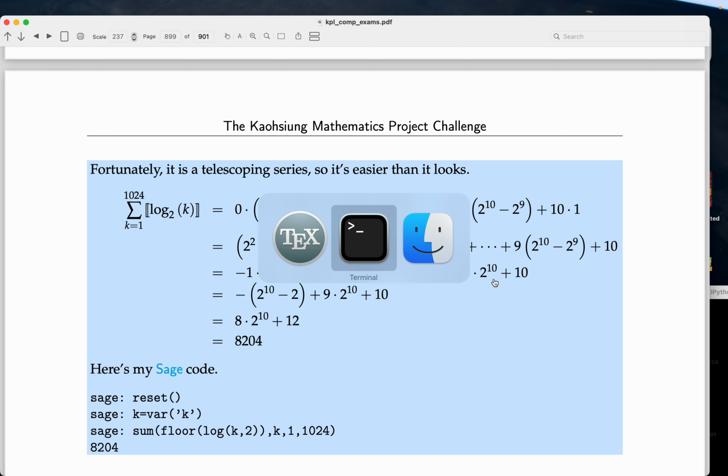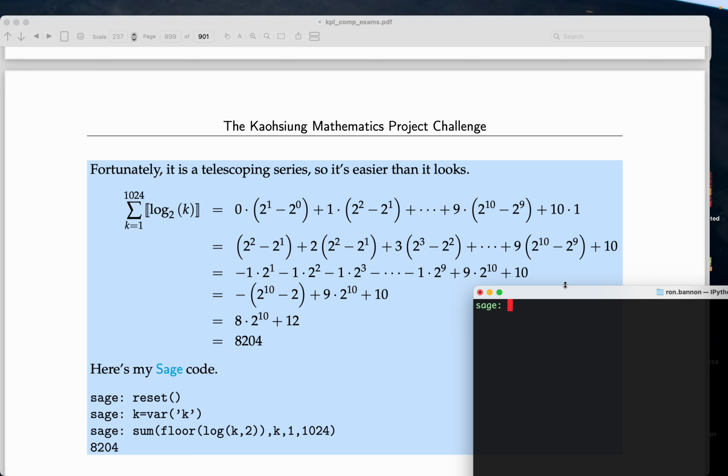So I want to go to Sage. I'm going to type the problem in. And the first thing I'll type in is reset. All right. Now, if I were doing the problem, I would define a variable k. K equals a variable. And that's variable k.